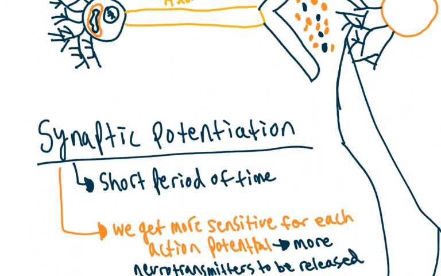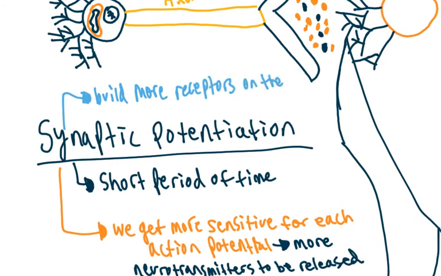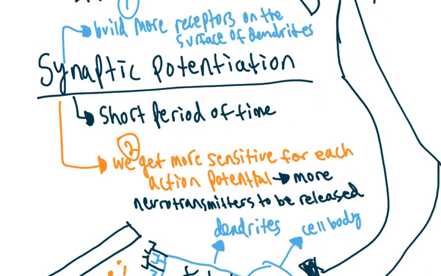So let me just write the other type: we will build more receptors on the surface of our dendrites, all right? So those are the two main types of neuroplasticity in terms of synaptic potentiation that I wanted to get through in this video. So these two, all right? And also just remember that synaptic potentiation is known to happen over a short period of time.